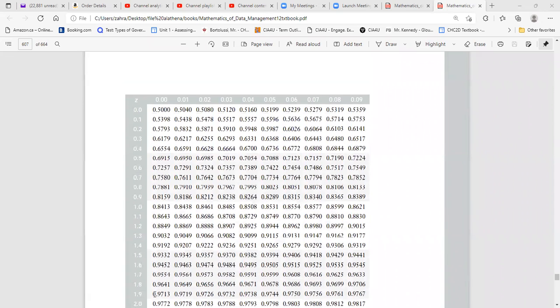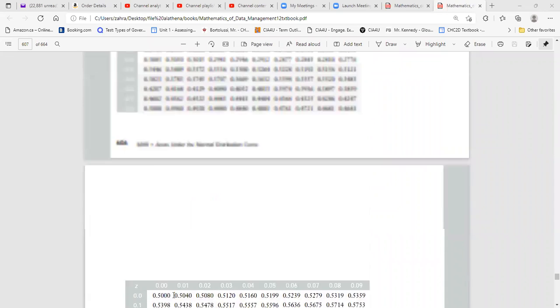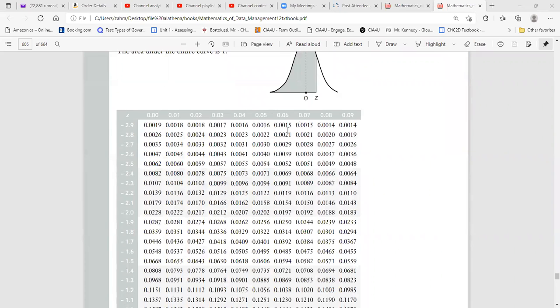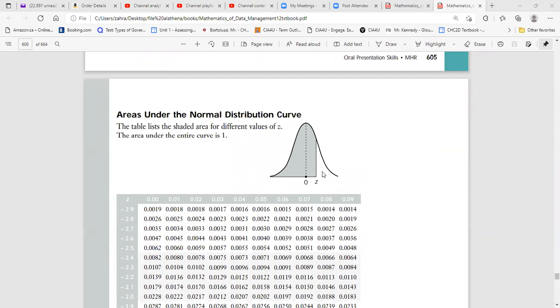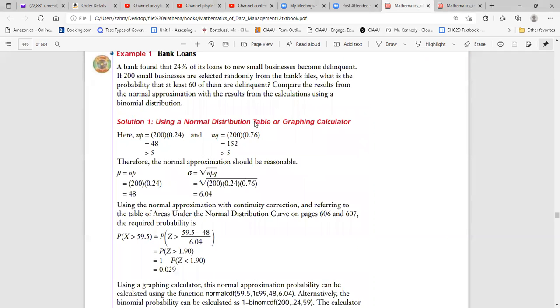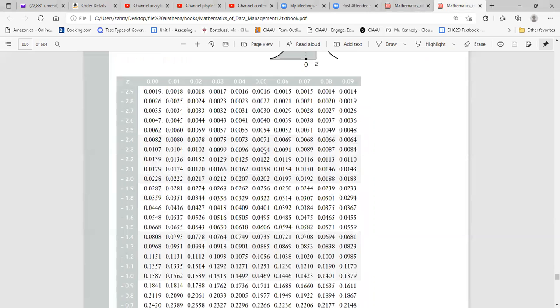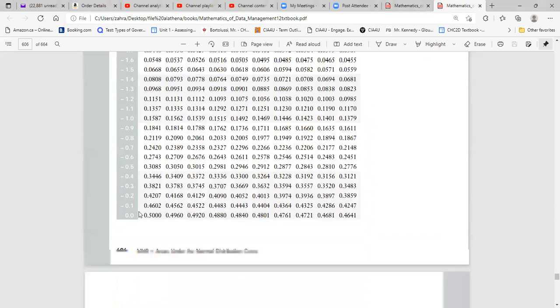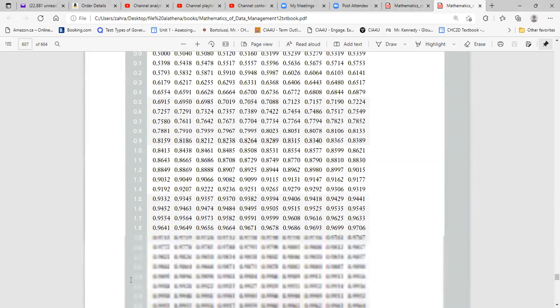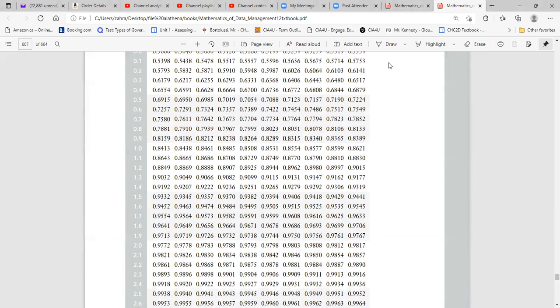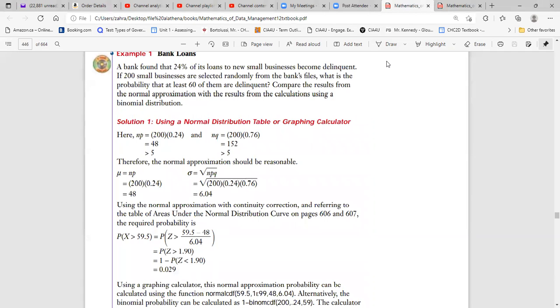So 0.9713 is the area less than that, right? But I want the area for greater. Since the total area is 1, above this Z the area is 1 minus the area given. This area given is for 1.9, which is approximately 0.97.